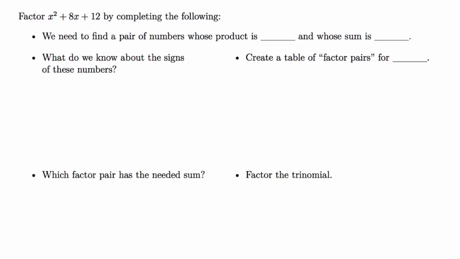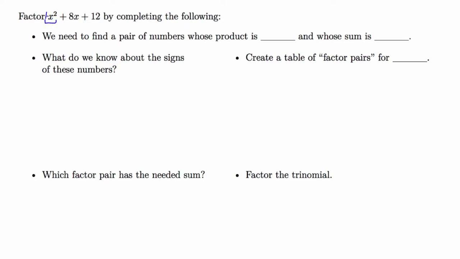In this example, we're going to factor x squared plus 8x plus 12, but we're going to do it step by step to learn the process that we need to use. There are 5 separate questions that we want to think through as we factor any trinomial. The first step in this process is recognizing that we do have a 1x squared.